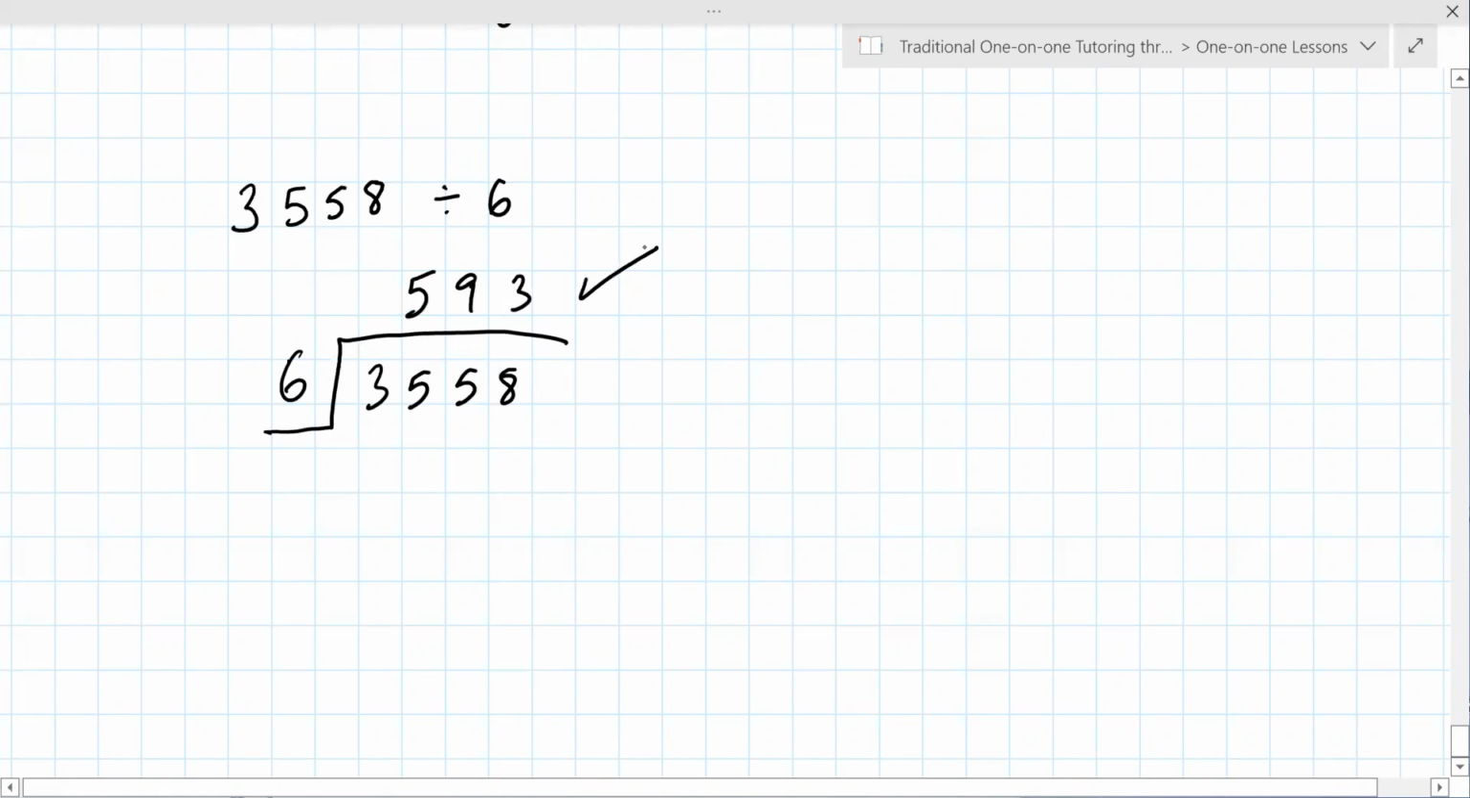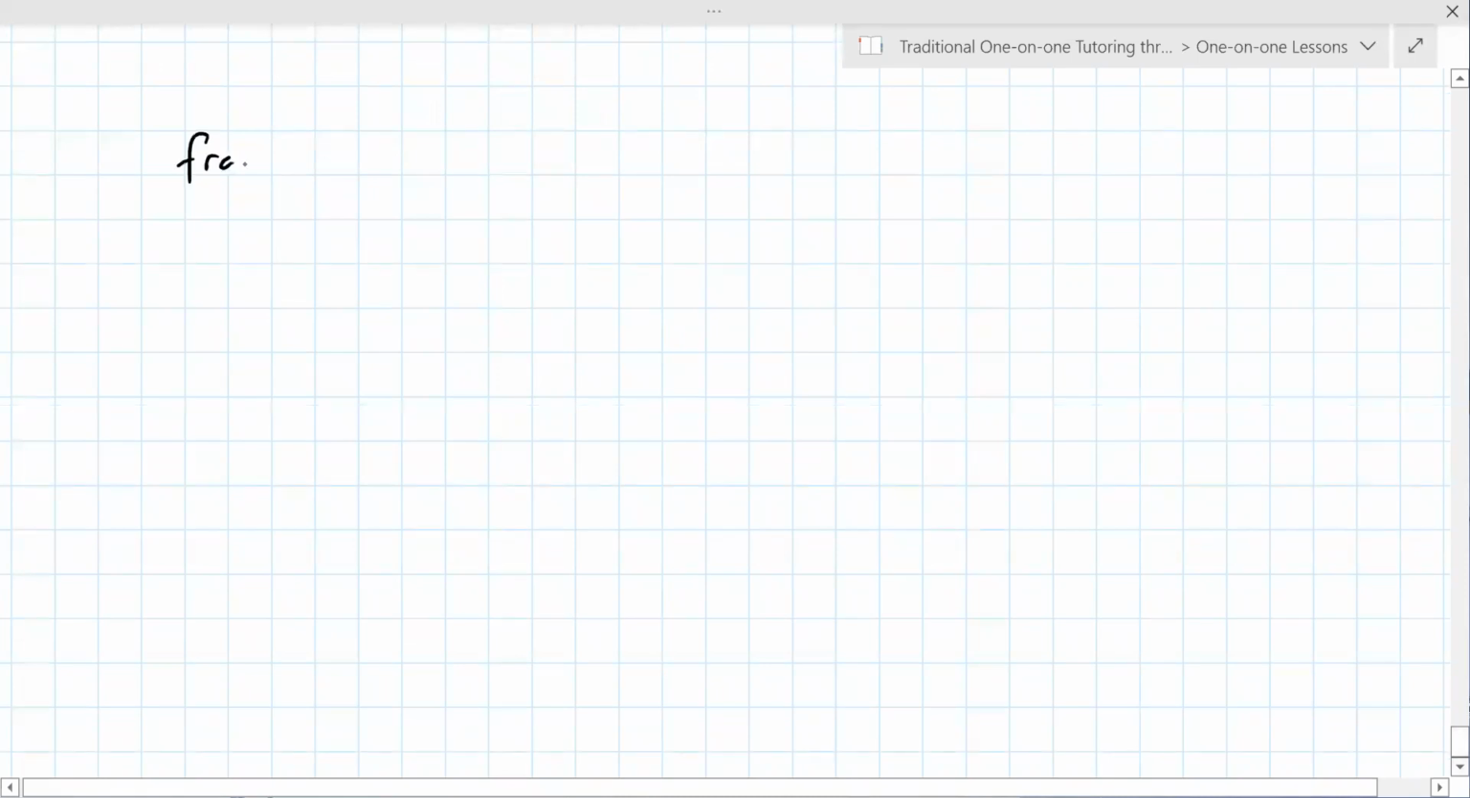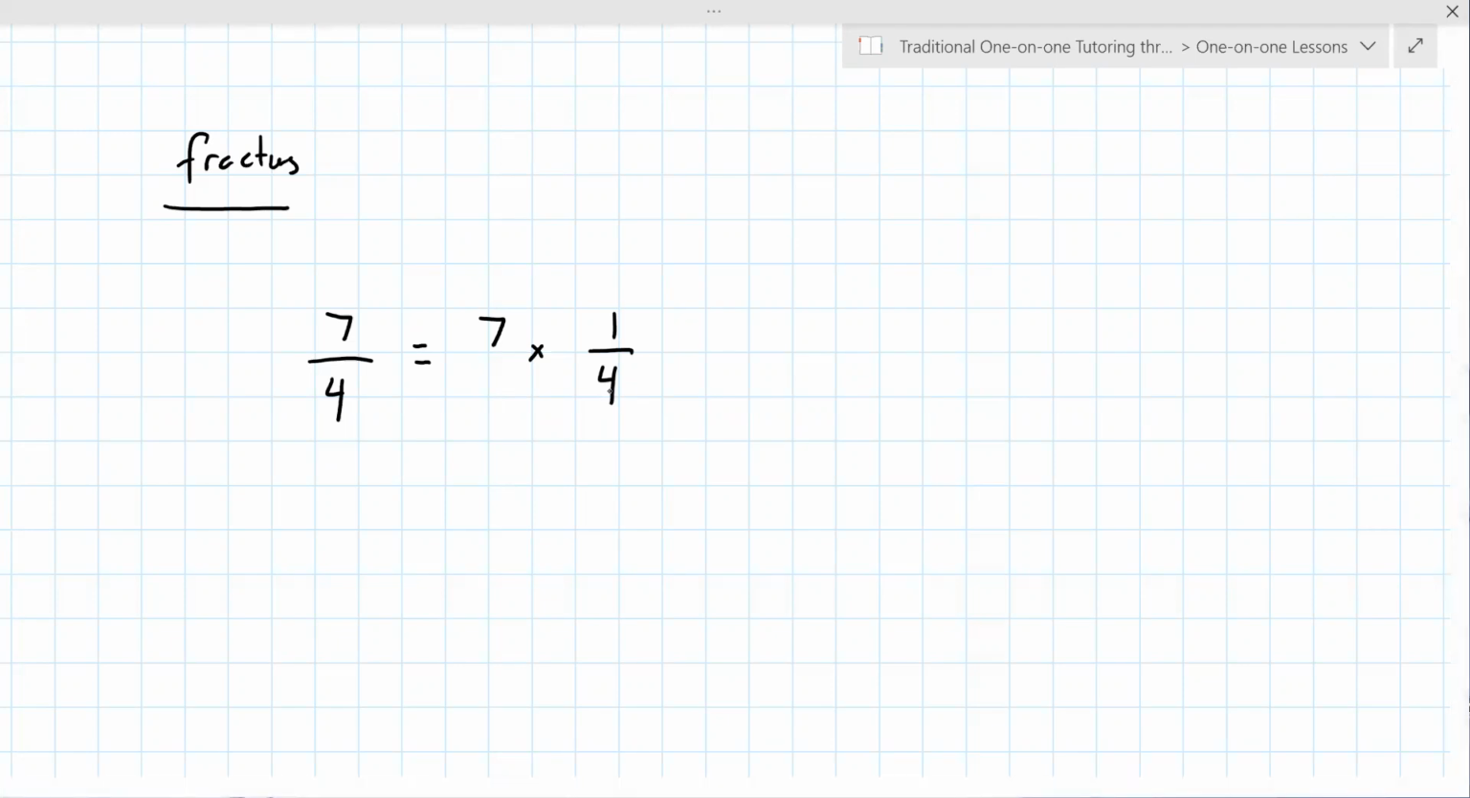Awesome. Okay, well, in just a couple minutes we have left, let's talk about some fraction stuff again. So I've got a fraction here that's 7 divided by 4. It's a fraction. And this can be written as 7 times 1 divided by 4. Okay, so just let's stare at that for a moment, let that sink in. And let's look at another fraction.